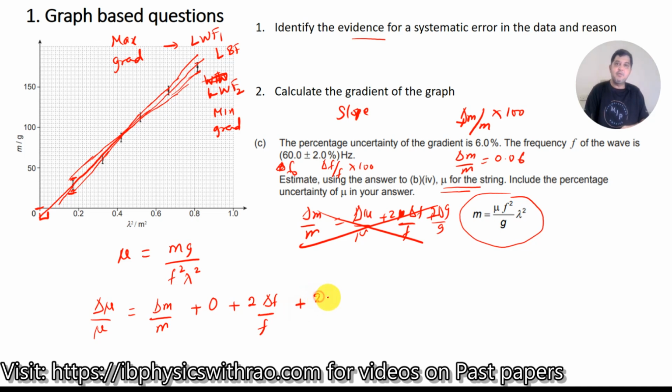So this will become 2 times delta lambda divided by lambda. Now substitute all the values. What is delta m by m? It was given some value, which could be around 10 or 20. I do not know, it's not very clear to me. I cannot write that. And then 0 for delta g by g. What is delta f by f? It's already given as 2%.